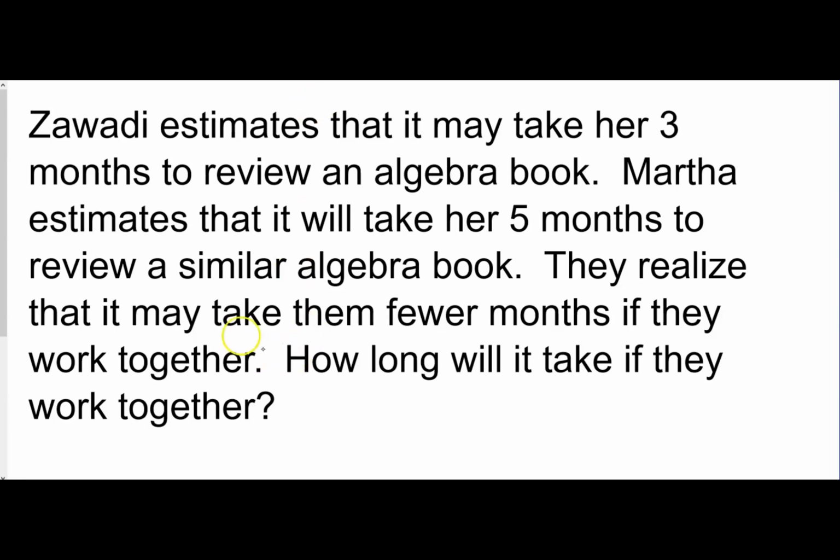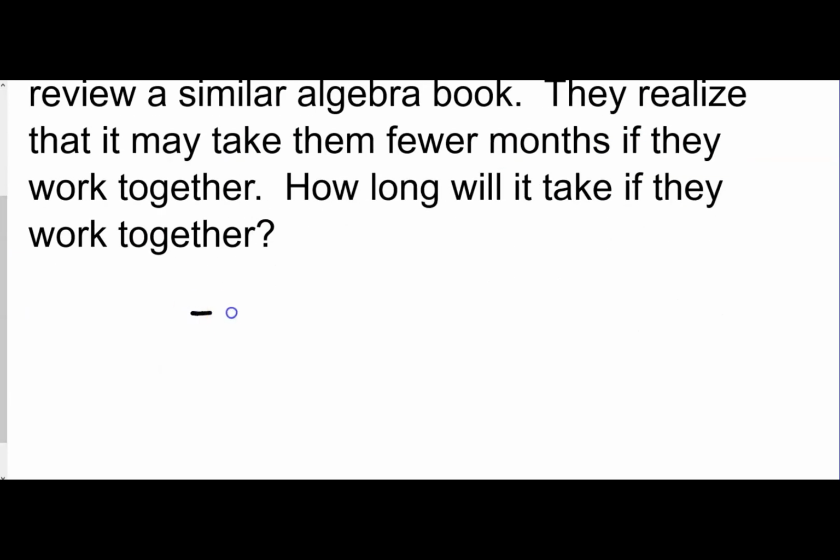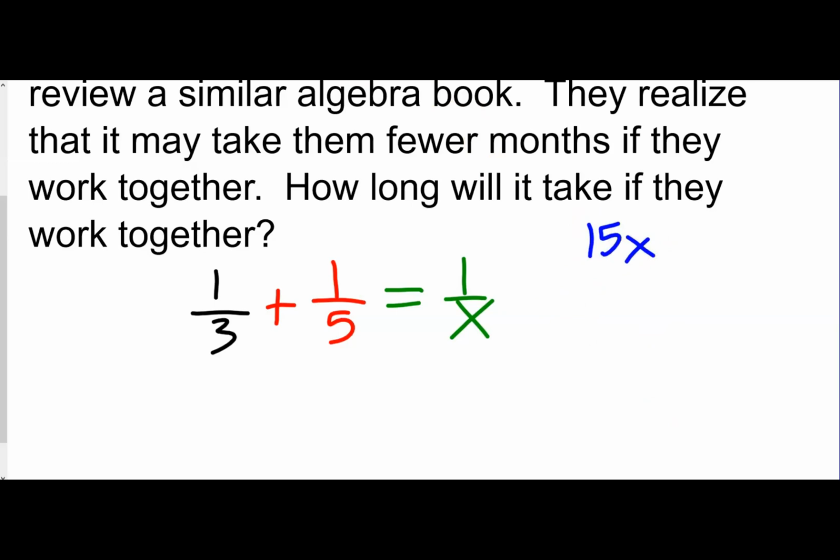All right, so again, we got Zawadi, who takes her time with 3 months. And then we have Martha, who takes her time with 5 months. So those two fractions, one looks like 1/3, the other one looks like plus 1/5. And in the end, they're working together. So that LCD, the common denominator you want, is 15x. So we're going to multiply everybody by 15x.